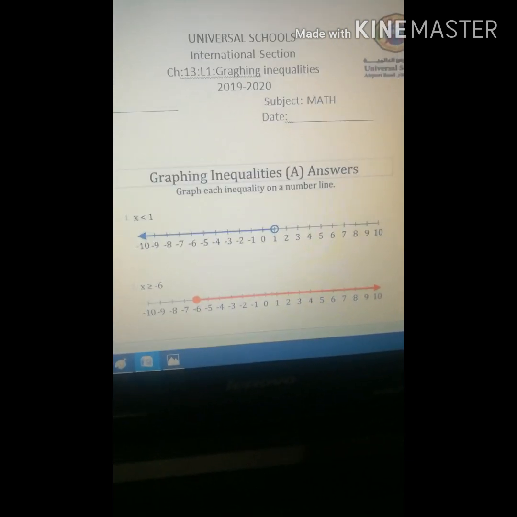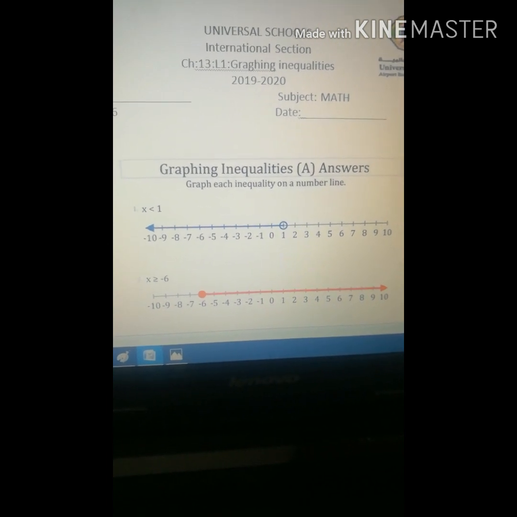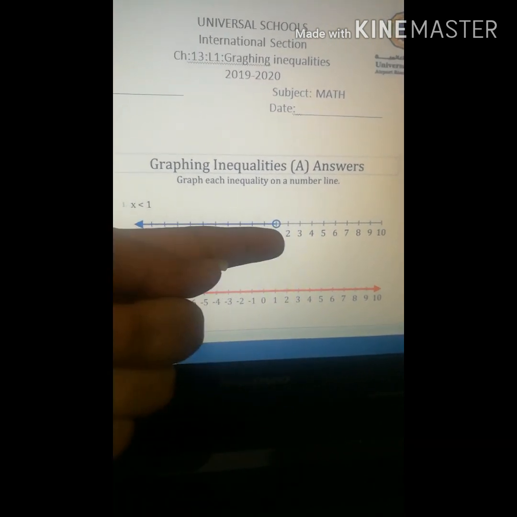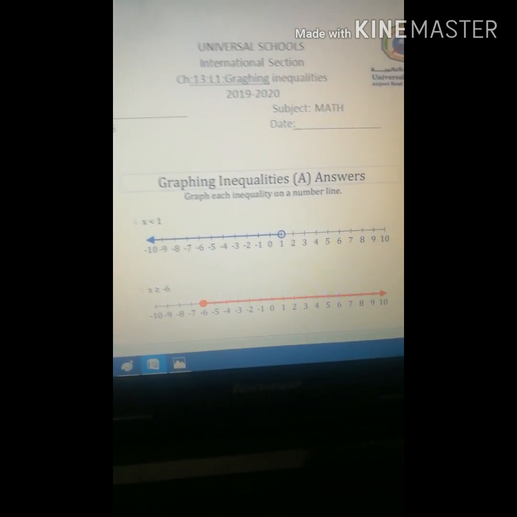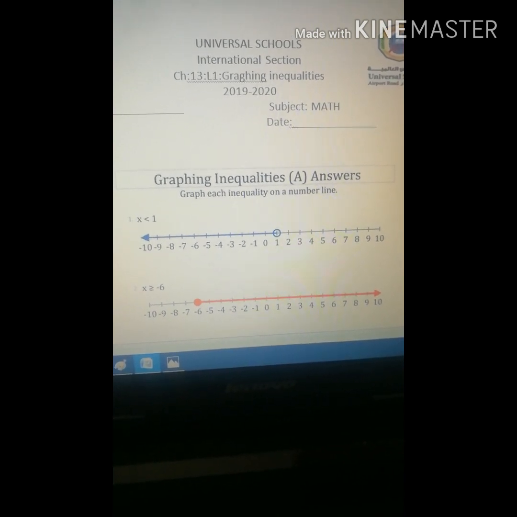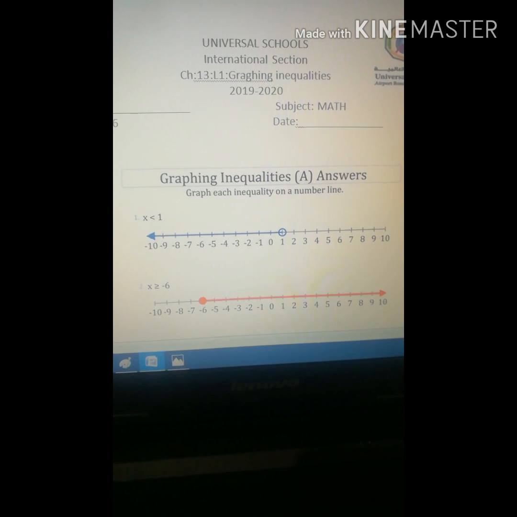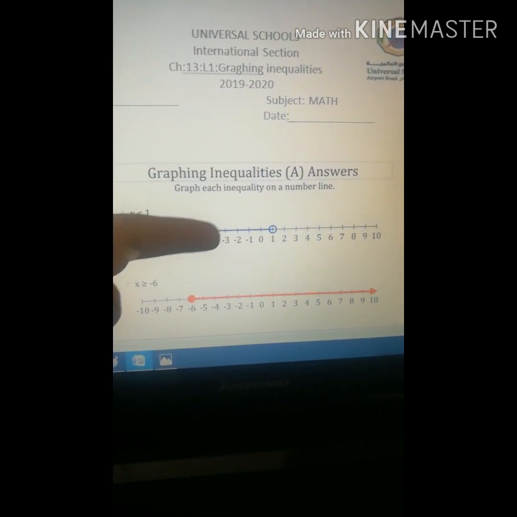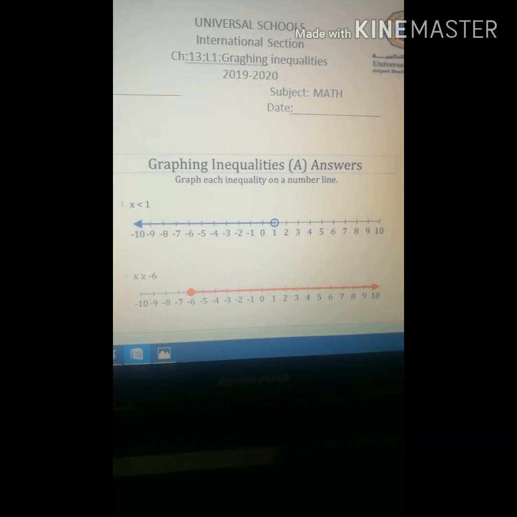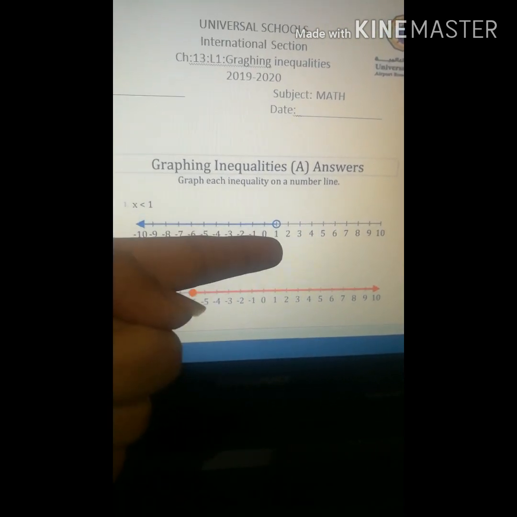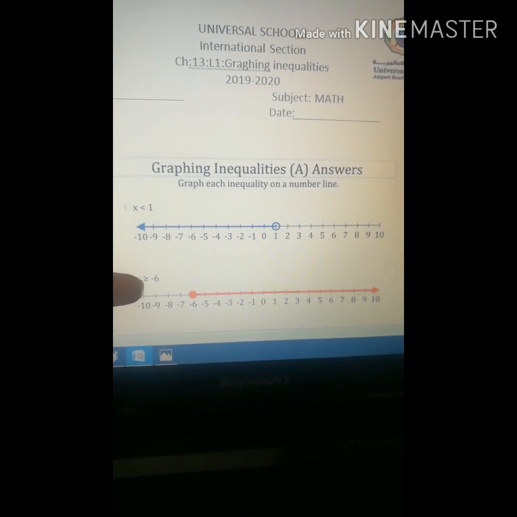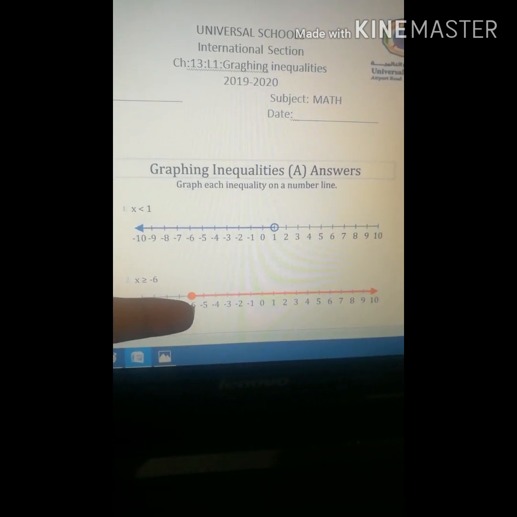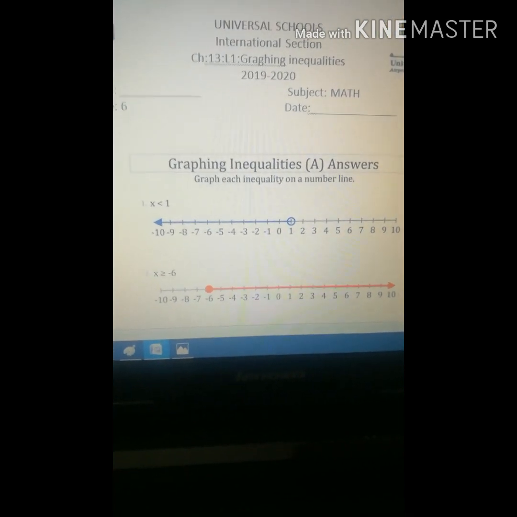I'm going to talk about something very important, this circle. As you can see here, we have a circle, and that circle is unshaded. Why is it unshaded? Because we don't have equality here. If you have equality, you make it a shaded circle, or closed circle. This is an open circle. So if you don't have equality, it's an open circle. In the second example, you have equality, so it's going to be a closed circle. Let's move on.